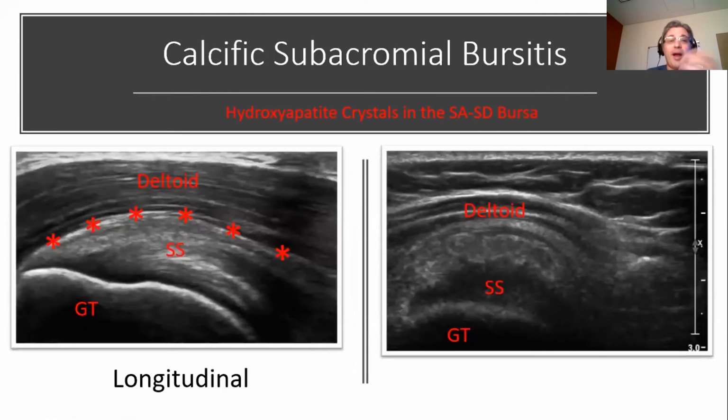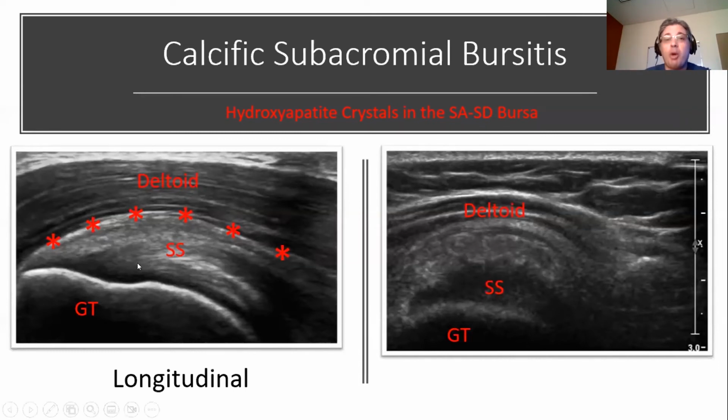Now, where else might hydroxyapatite deposition disease rear its ugly head? Well, sometimes you get bursal inflammation because of hydroxyapatite crystals in the cuff, but sometimes you get bursal inflammation because the hydroxyapatite crystals are in the bursa itself, causing not calcific tendinosis, but calcific bursitis. Let's look at an example.